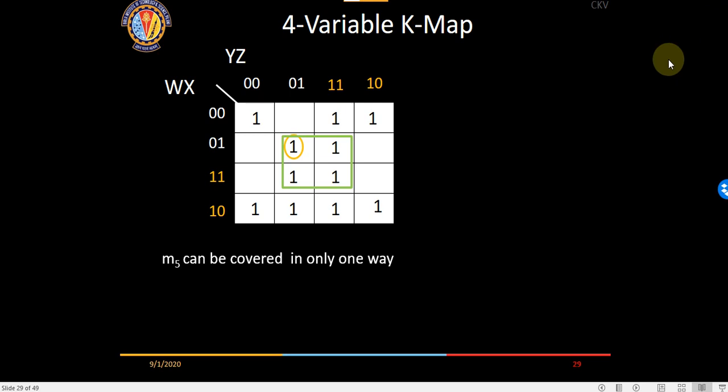Excuse me, sir. Yeah, tell me. I just had a weird doubt. Why don't we consider an odd number of elements in a box in a K-map? Why can't we have a box made of just 3 elements? You try to write an expression for that.